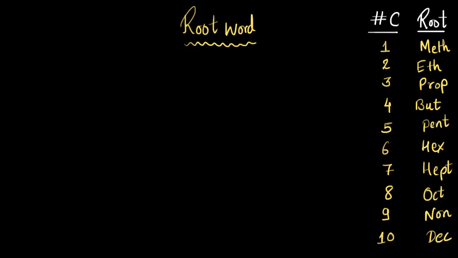So for example, if I had this molecule to name, first of all, I'll focus only on the carbon atoms. And here I see that there are 3 carbon atoms. So to denote the presence of 3 carbon atoms, I will use the root word prop. Let me write it down. Prop.